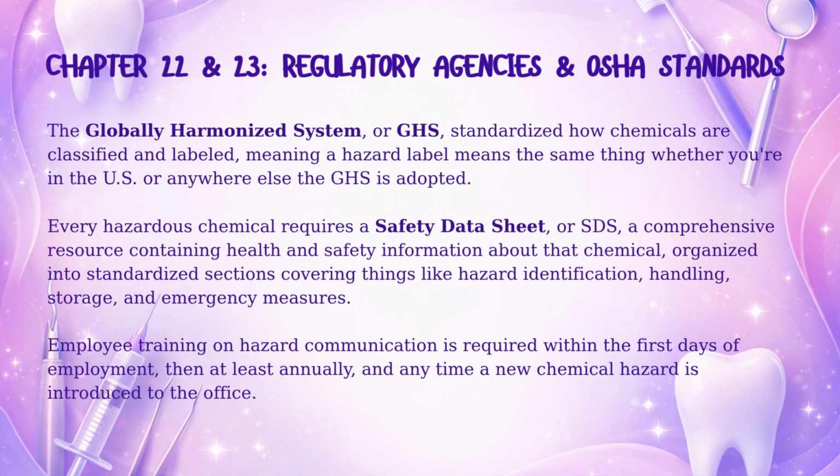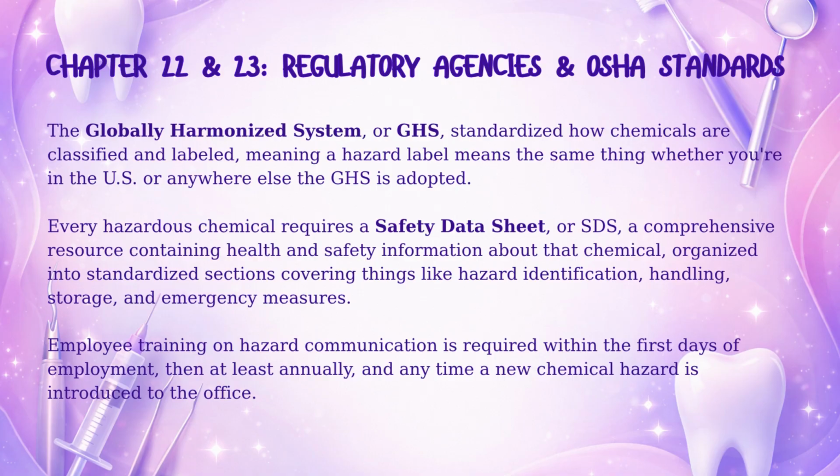OSHA also requires every office to have a written hazard communication program, a plan that identifies hazardous chemicals in the office and how the staff will be informed about them. The Globally Harmonized System, or GHS, standardizes how chemicals are classified and labeled, meaning a hazard label means the same thing whether you're in the US or anywhere else. Every hazardous chemical requires a safety data sheet, or SDS. It's a comprehensive resource containing health and safety information about that chemical, organized into standardized sections covering things like hazard identification, handling, storage, and emergency measures.